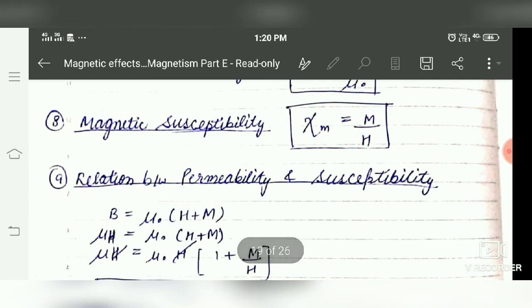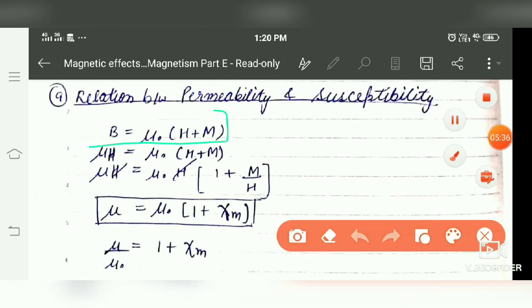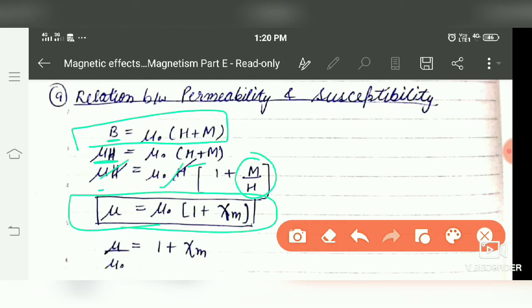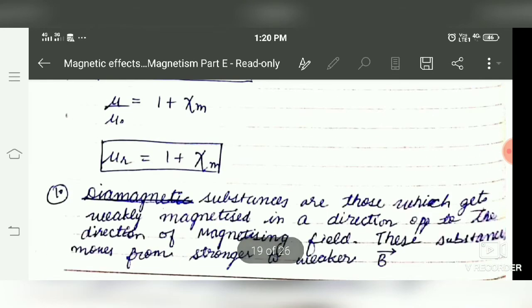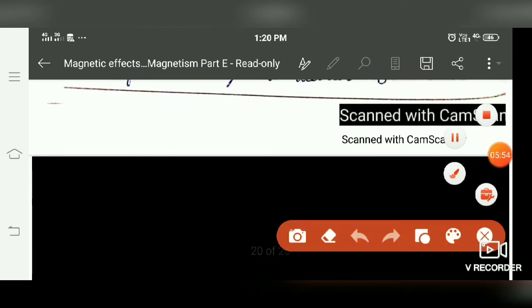So if we have to find the relation between mu and chi m, as we know B is equal to mu naught (H plus M). Substitute the value of B, that is mu H. Taking H common, we get M by H, H with H cancels, so we get this. This is the relation between permeability and susceptibility.